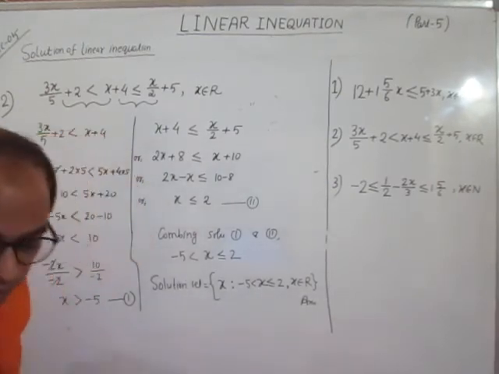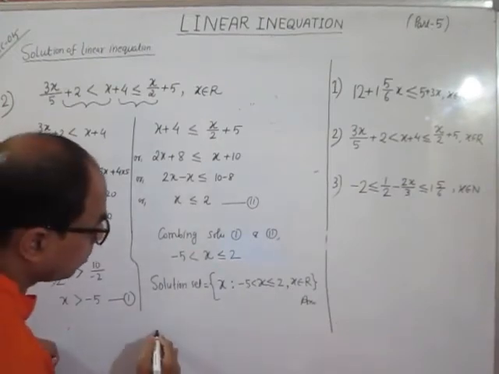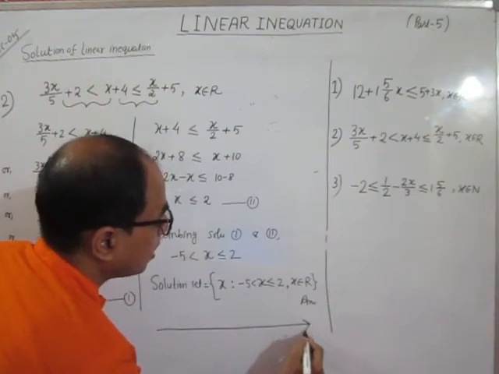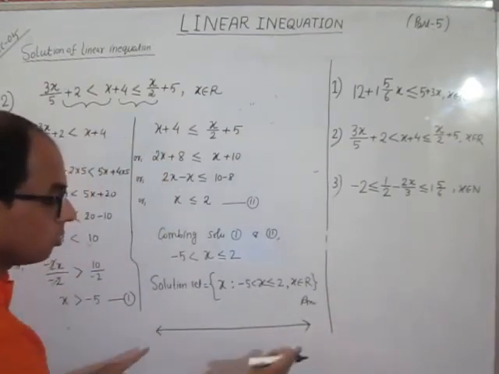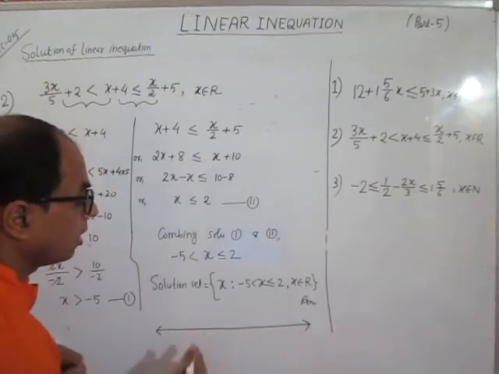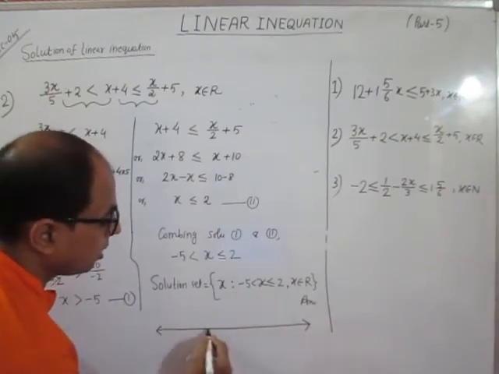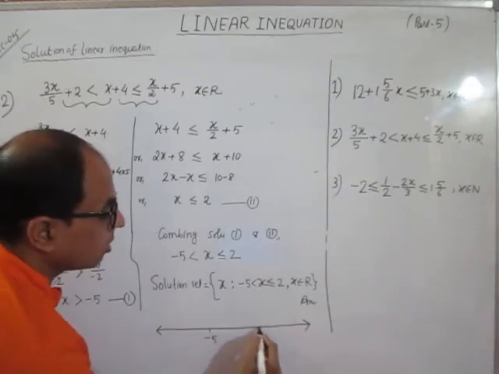Now we have to represent the solution set on the number line. So, representing the solution set on the number line, draw a line and put arrows at both ends. These two arrows are important. Now here one end point is minus 5 and the other end point is 2. So write here minus 5 and 2.